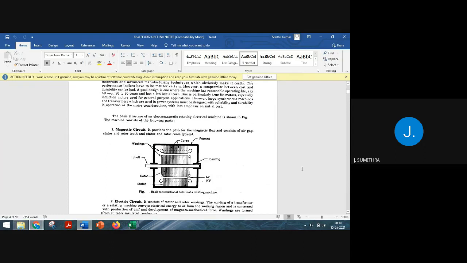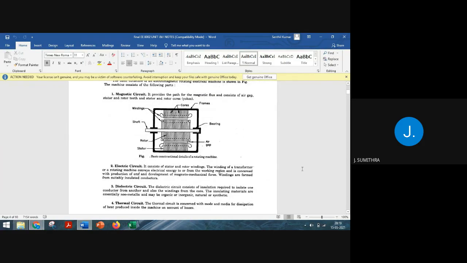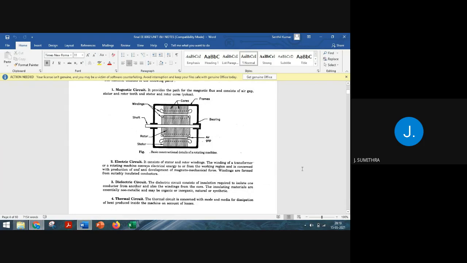Regarding an electrical machine, the major circuits involved in the design are the magnetic circuit, electric circuit, dielectric circuit, and the thermal circuit. We all know that the magnetic circuit is responsible for creating magnetic flux, because magnetic circuits play a vital role in any energy conversion principle. We all know that energy can be neither created nor destroyed, but it can be transferred from one form to another. So in all electrical machines, the magnetic circuit is a vital part. So first we need to design a magnetic circuit, which is used for providing the path for the magnetic flux.